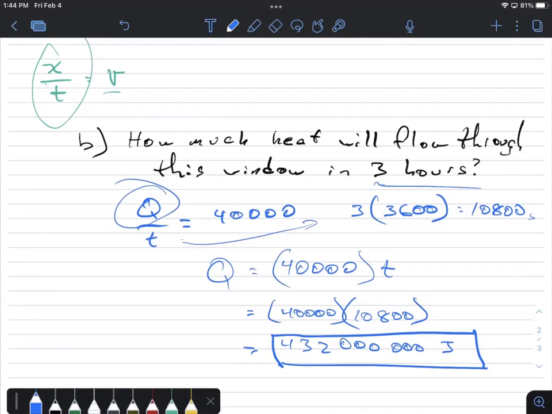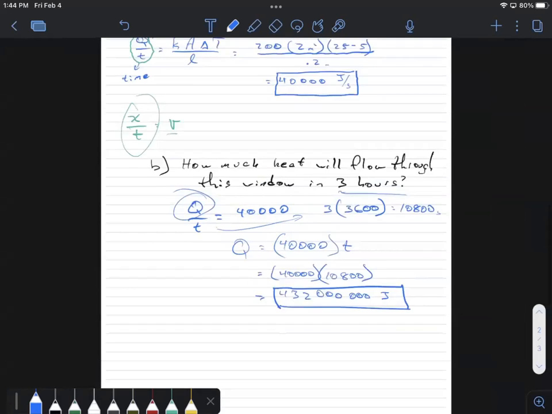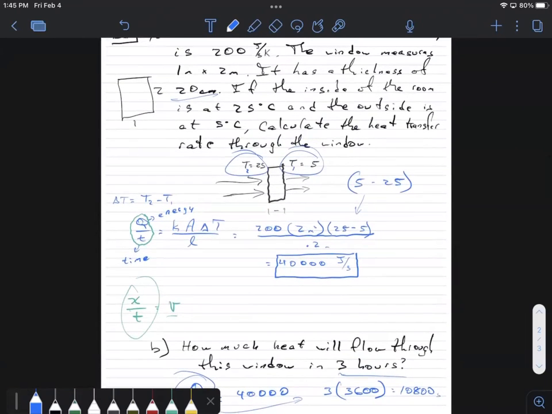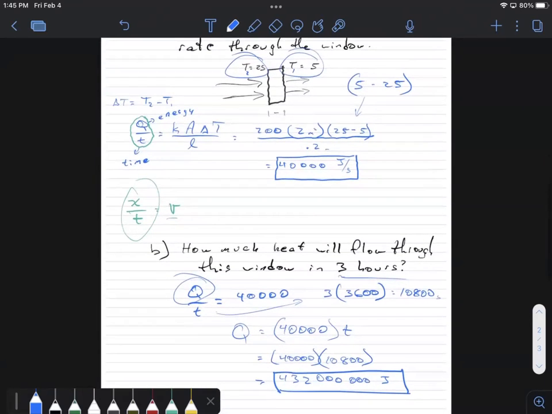Now, this is one way to solve the problem. But let's say you're on a test and I gave you this problem just like this, except instead of part A and B, I never asked you part A. All I asked you was part B. Well, you can, number one, solve it just like we did here. First, you calculate the heat transfer rate, get a number. Then once you know the heat transfer rate, you then solve for Q to get the total energy. That's one way to do it. We just did it.